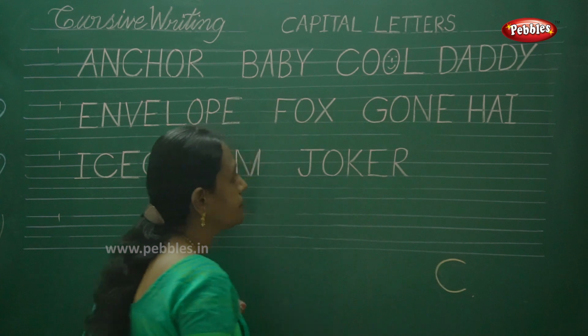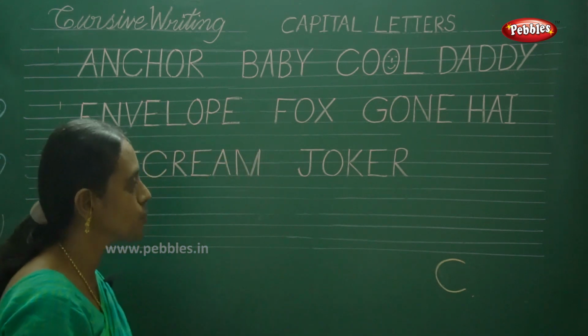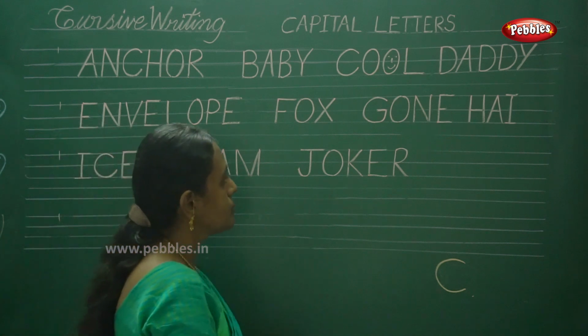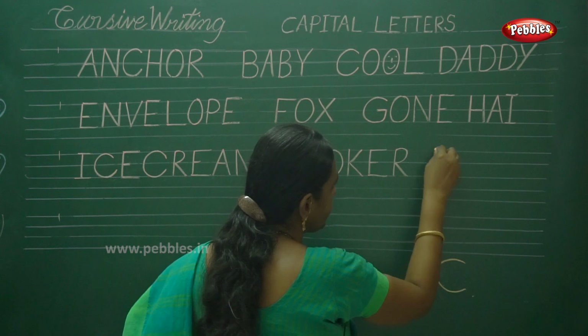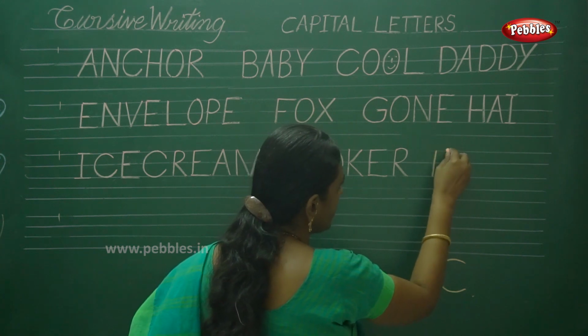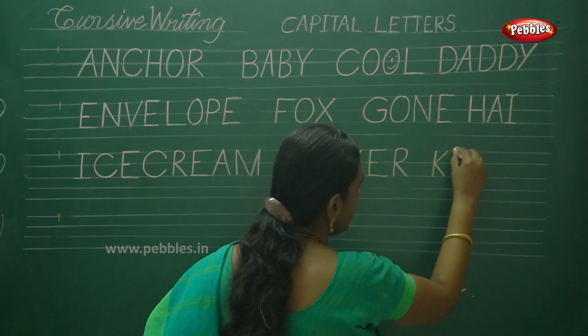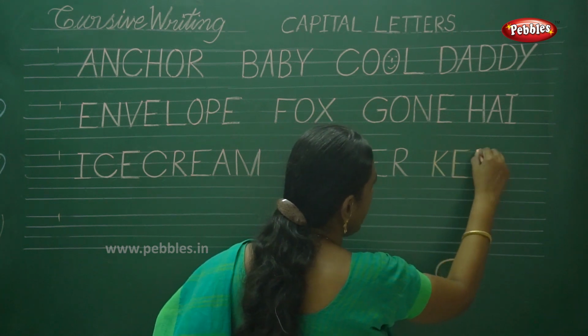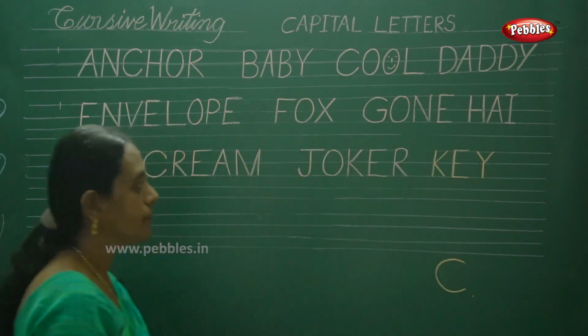R. While you are practicing, write slowly. Okay, observe the lines and strokes. Joker. Next one, key, K, E and Y. This is one way of Y, key.